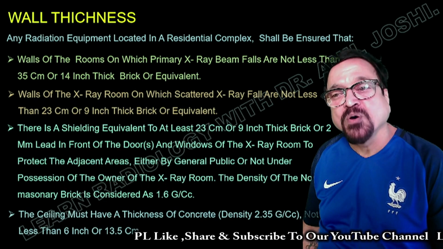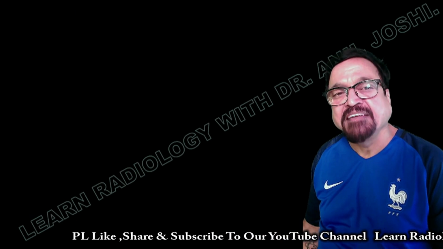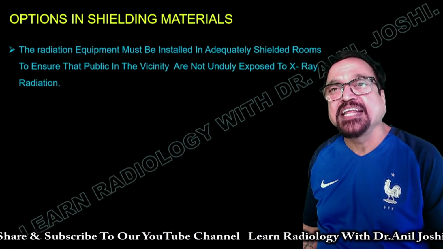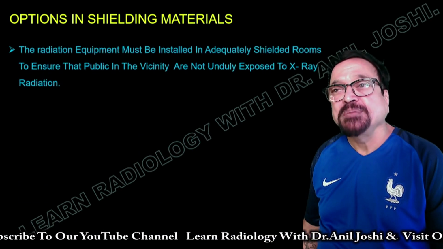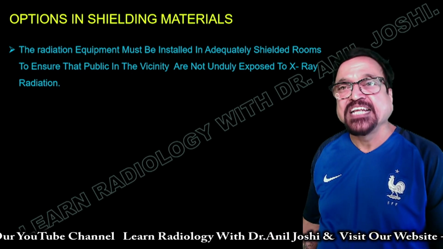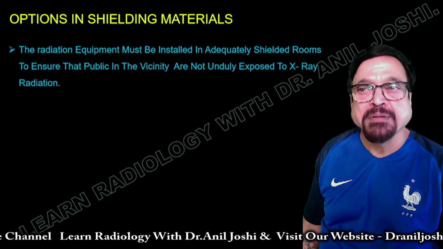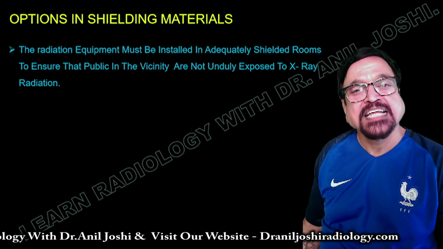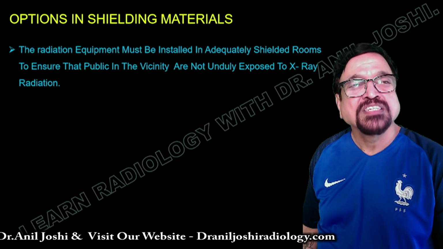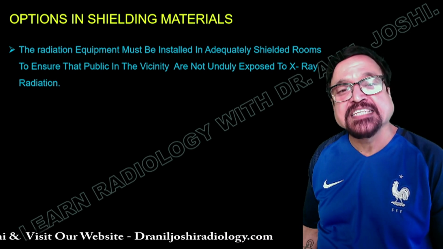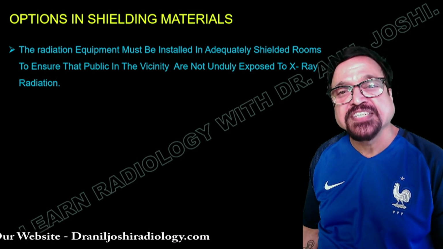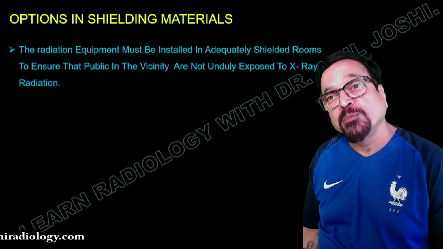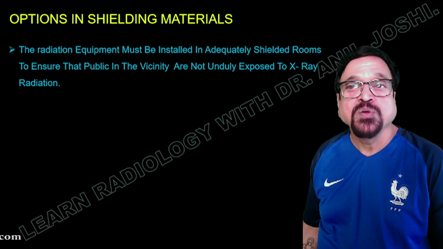Since the room size is more, the concrete also they have to make slightly heavy. So it suffices the criteria. Now what are the options in shielding the material? The radiation equipment must be installed in an adequately shielded room to ensure that public in the vicinity are not under exposure to X-ray radiation. Now this comes as a protection of surrounding people, especially if there is a stationary population. Like if there is an office, then you have to take more care than a mobile population where the population is moving. But either way, you have to protect them.